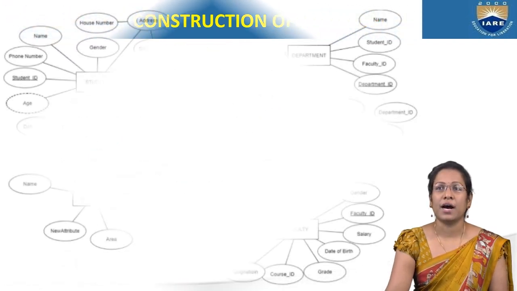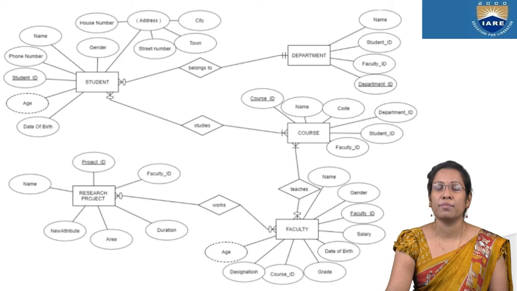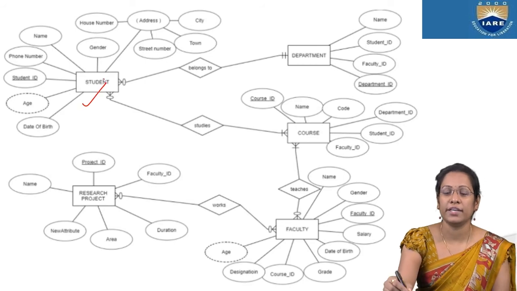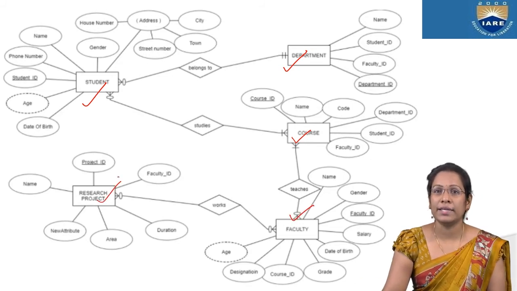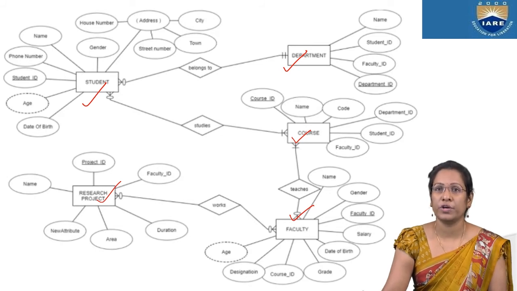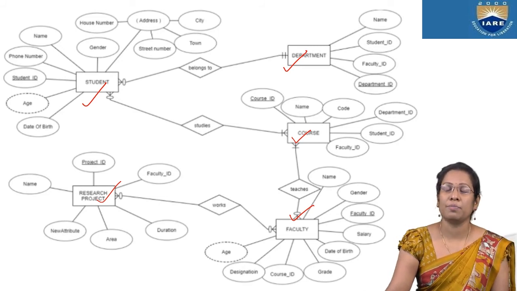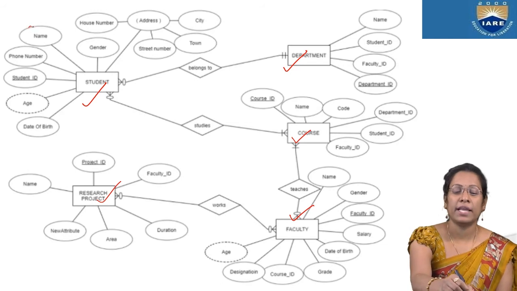Now let us see the architecture of the ER model of a college management system. What are the entities here? Student is an entity, department is an entity, course is an entity, faculty is an entity, and research project is an entity. All the entities in the ER model should be represented by rectangle notations, and the attributes we identify for each entity are represented by ellipse notations.